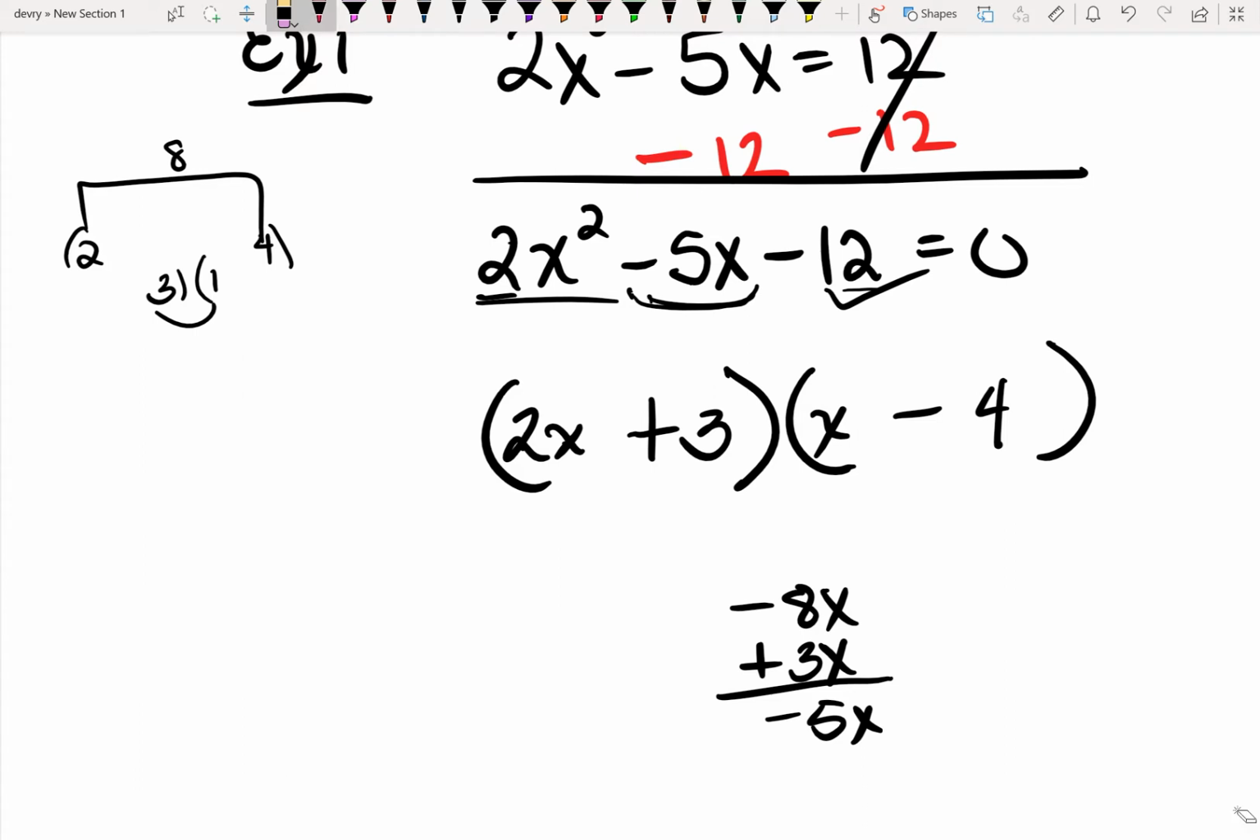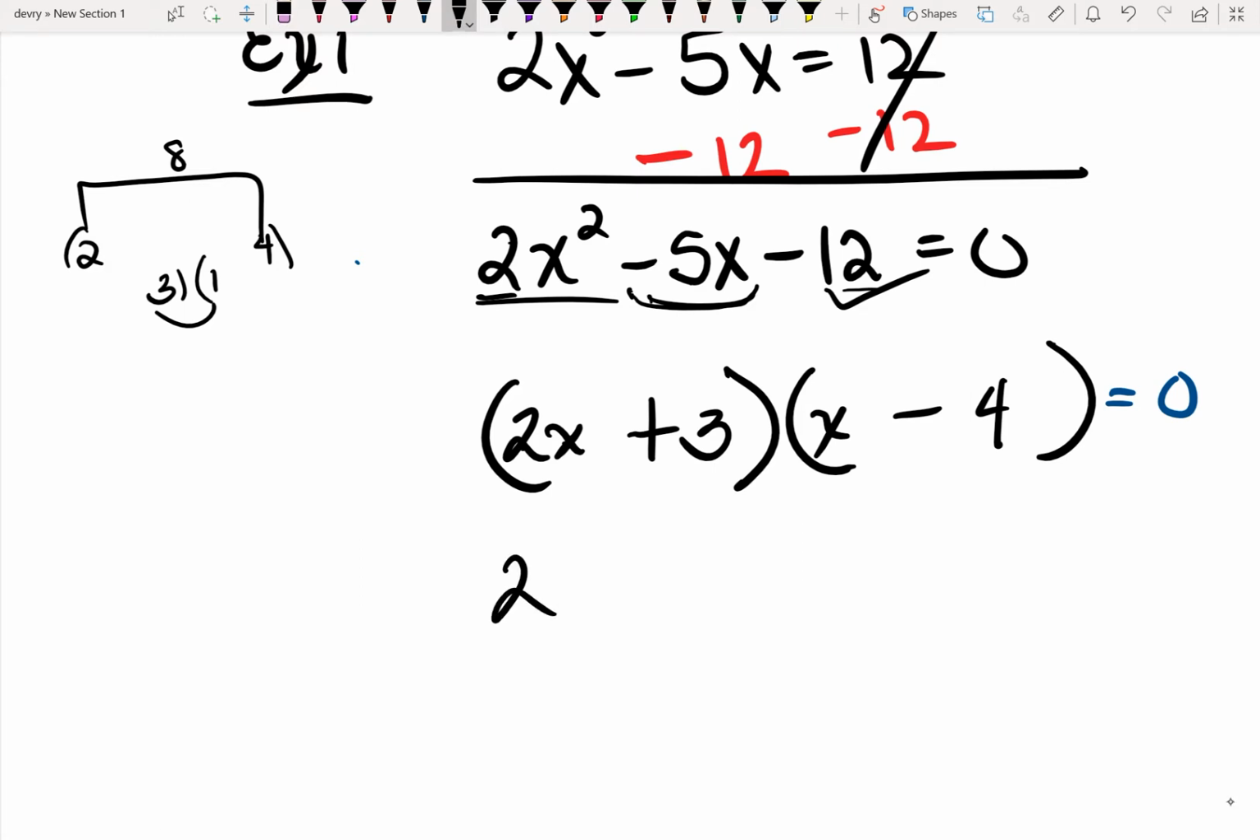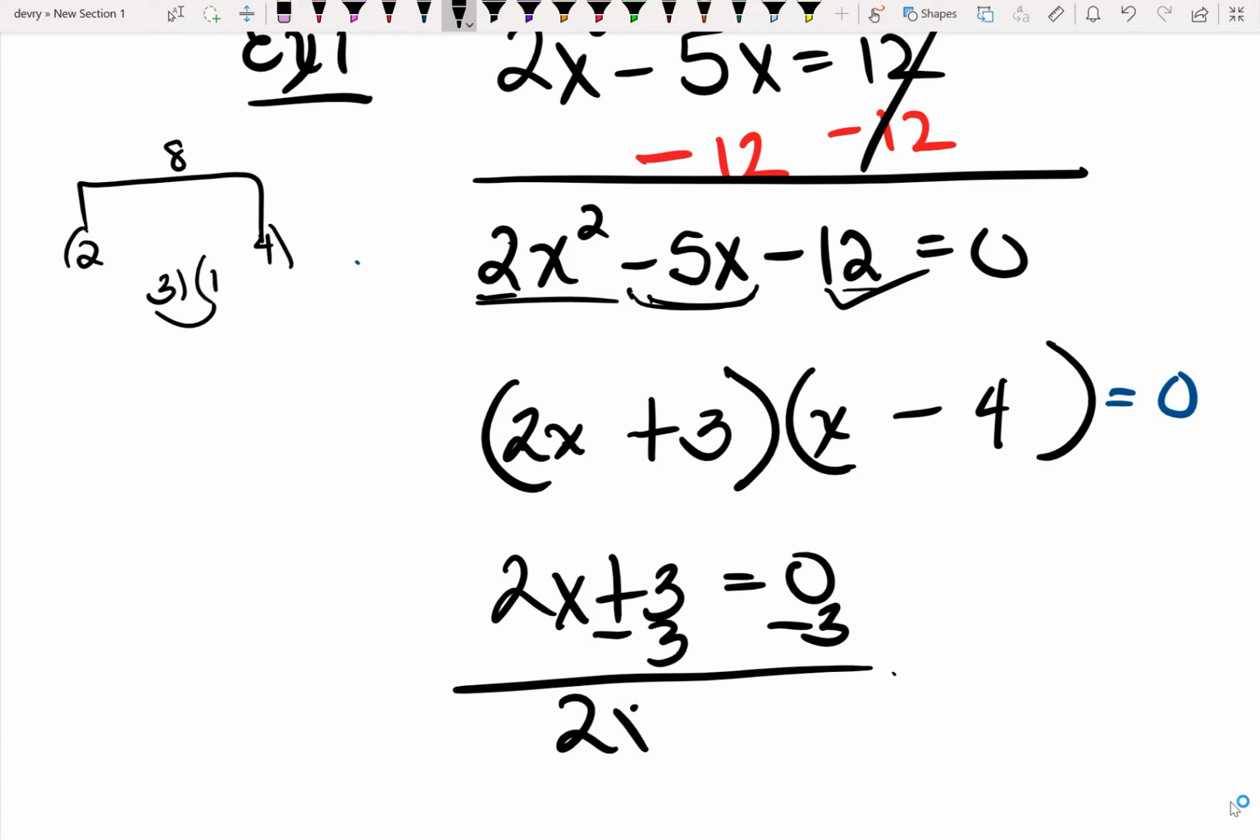That's all this means. It's everything you've already done. So if I set that to 0, all I have to do next is solve. If I have 2x plus 3 equal to 0, I'm going to subtract the 3 on both sides. That gives me 2x equals negative 3. Now I'm going to divide by 2 on both sides. That leaves me x is equal to negative 3 over 2, so that works.